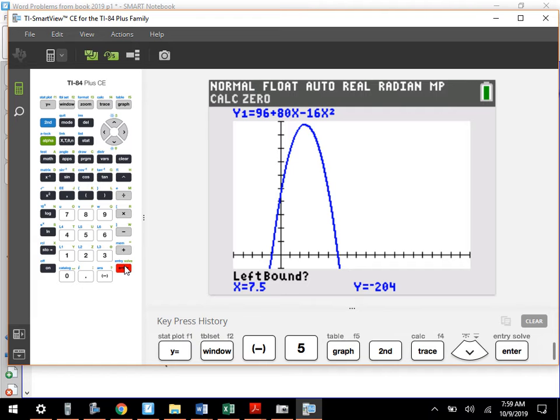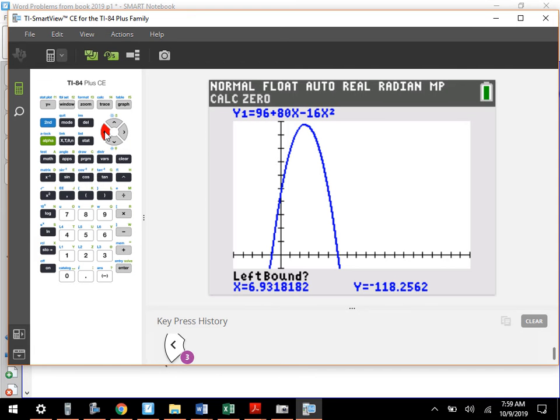Right now, my cursor, I don't see it. My cursor says I am at x equaling 7.5 and y is equaling negative 204, which means I'm way down there somewhere. I need to find it. So I need to move to the left because I'm past it. So I'm going to move back so I can see my graph. See how my x values are coming up?